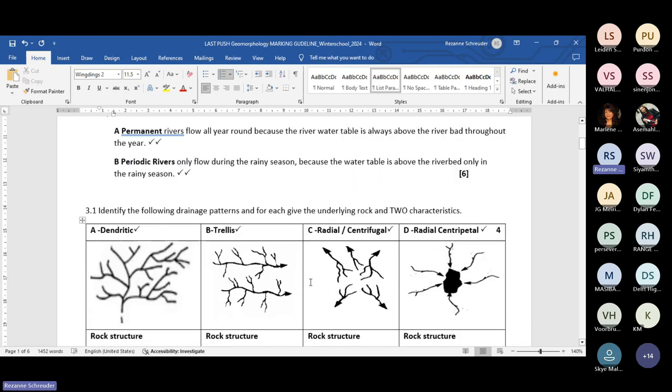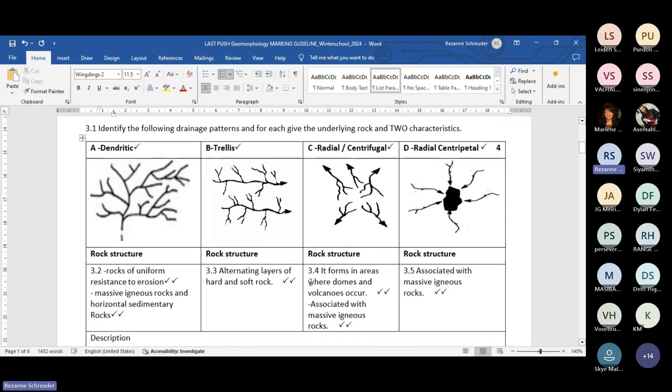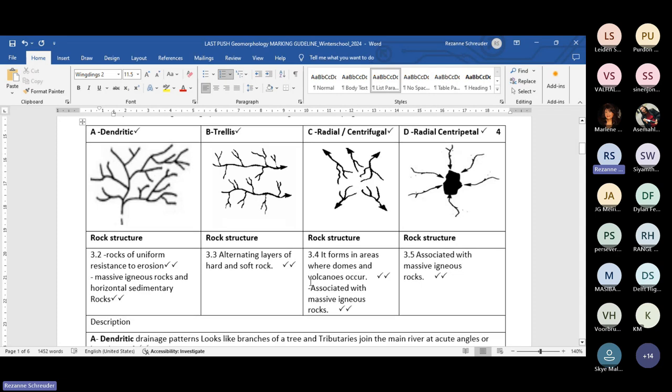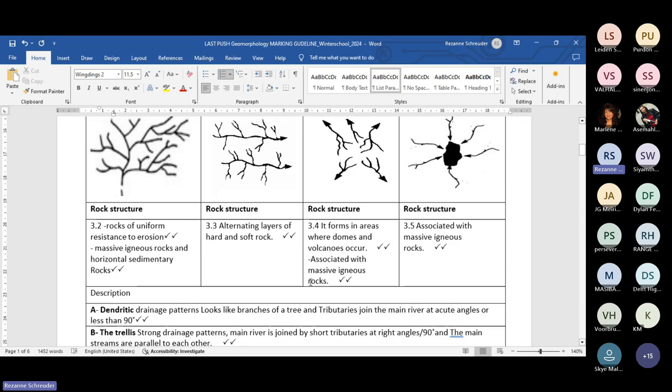If I move on to the next one, in your survival kit there's an absolutely amazing summary of the different types of drainage patterns, the different underlying structures, as well as how they look. Your teachers will issue you with the answers. So don't shoot me for going through the answers too quickly.